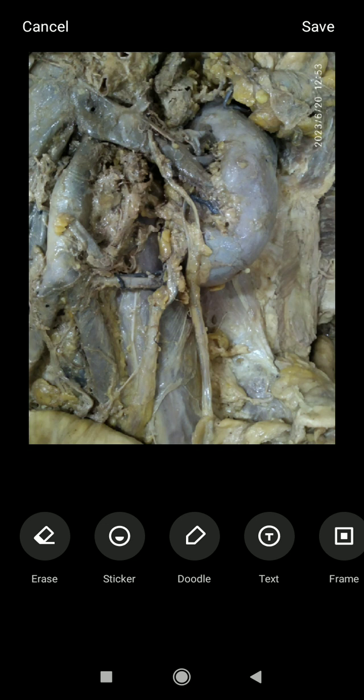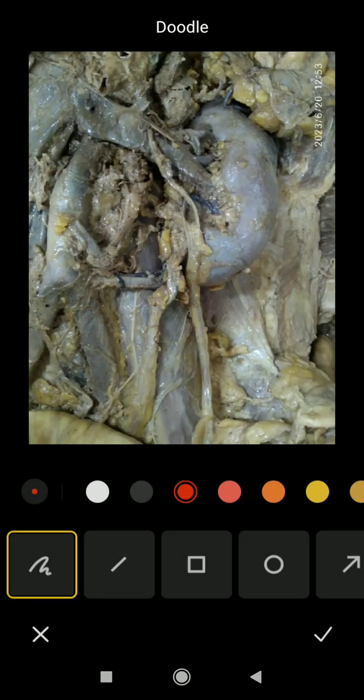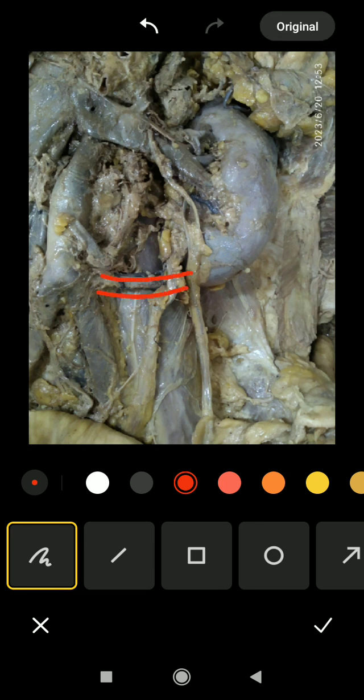In this kidney also we have an extra blood vessel. If you note it here clearly, I'll show you this one. It's an additional artery. It's called the accessory renal artery.